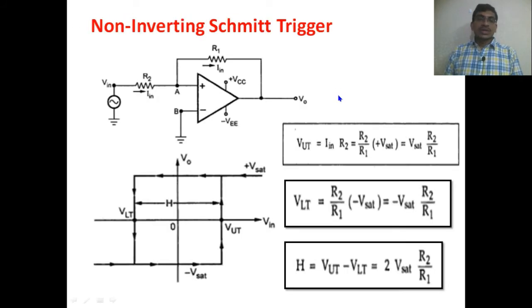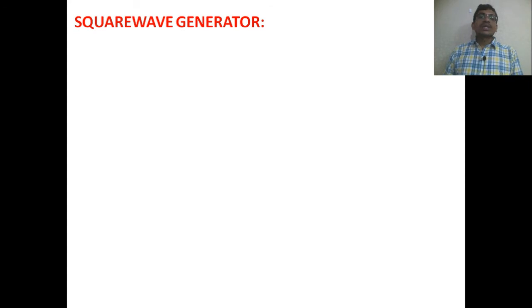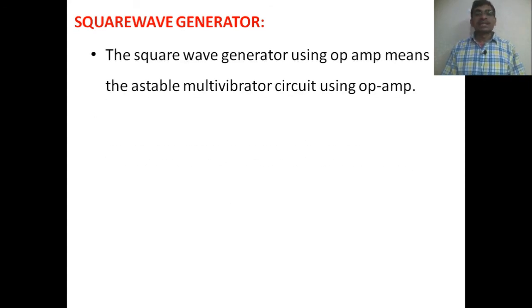Next, we are going to see the square wave generator. The square wave generator using an op-amp means the astable multivibrator using the operational amplifier. The astable multivibrator can generate a square wave. The astable multivibrator does not have any stable states. It will automatically generate the square wave without any input signal or external trigger.